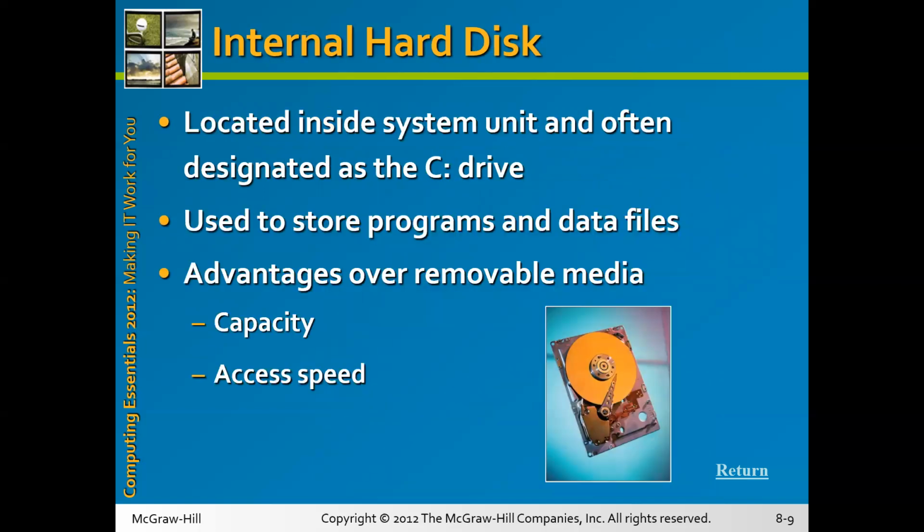Internal hard disks. Internal hard disks are located inside the system unit, usually designated as the C drive, and used for storing the operating system, application programs, and large data files. You should perform routine maintenance and periodically back up all important files. They have advantages over removable media in terms of capacity, that is, their ability to store and hold more data. Moreover, in access speed, they have a faster ability to retrieve data for the processor.